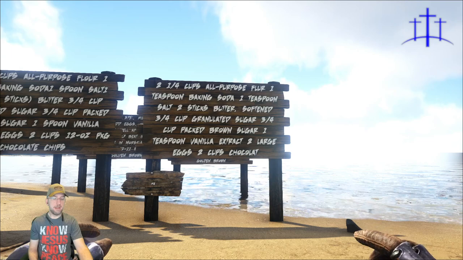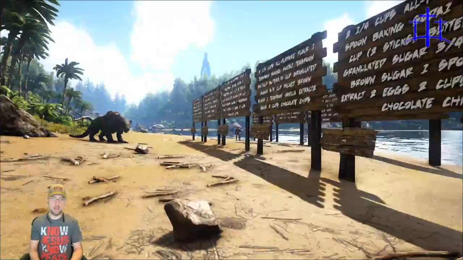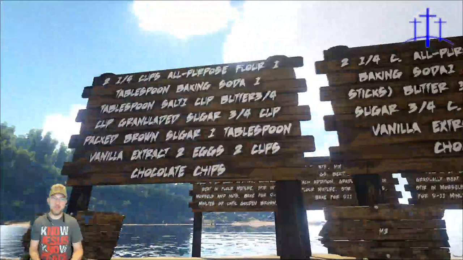Okay, the next difference, we have three quarters cup of granulated sugar. So let's take a look at that. So we have a misspelling here.